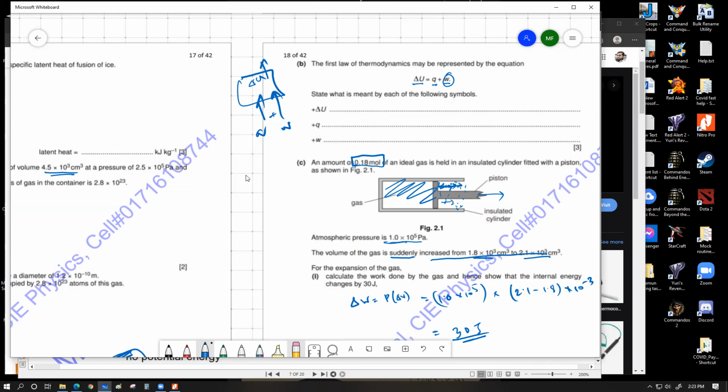Okay sir, now I understand. Beautiful. That is why W is negative here. It means in this case work was not done on the gas, or work was not actually entering into the system, rather work was leaving from the system because work was done by the gas on the atmosphere.